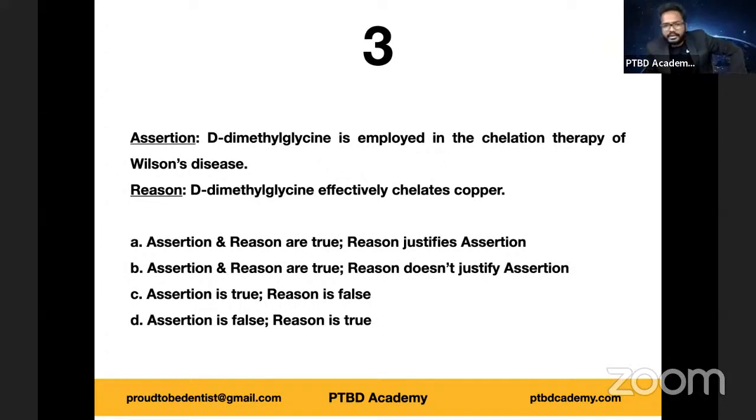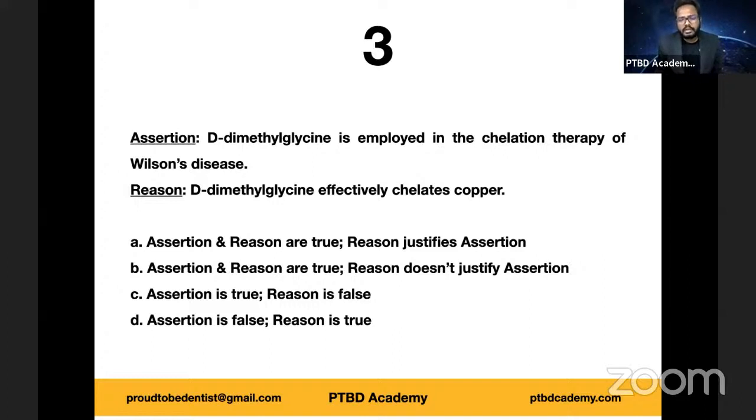Option B: assertion and reason are true, reason doesn't justify assertion. Option C: assertion is true, reason is false. Option D: assertion is false, reason is true. Or option E: both assertion and reason are false. So which one do you think is the more appropriate answer? And let me give you a hint. D-dimethylglycine is also called D-penicillamine.